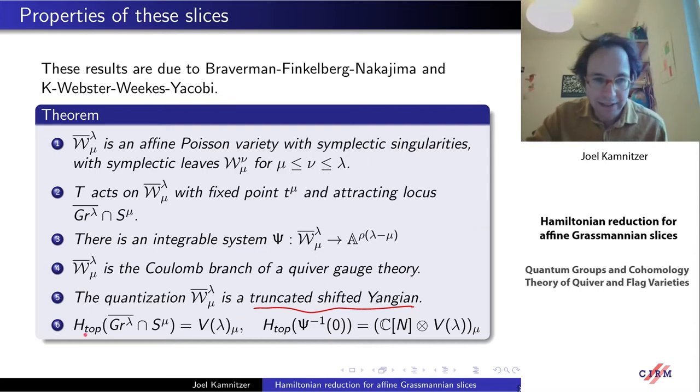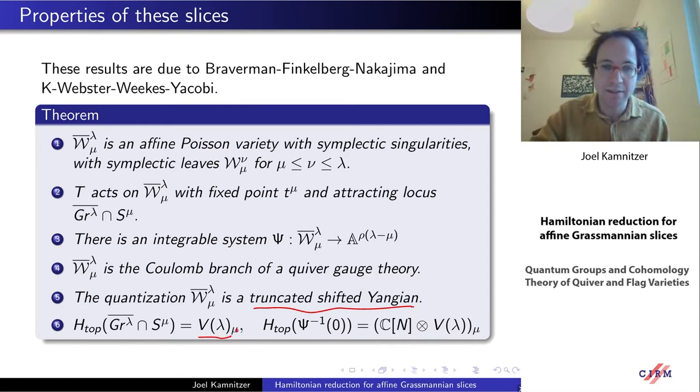Next, some results, two results down here, number six. The first result is essentially related to the theorem of Mirkovic and Vilonen. It tells you that if we take the topology of this Gr lambda bar intersect S mu, this MV locus, then under the geometric Satake correspondence, it's isomorphic to a weight space of an irreducible representation of the Langlands dual group. I didn't write this down, but this V lambda is the irreducible representation of the Langlands dual group of highest weight lambda, and the sub mu means the mu weight space there.